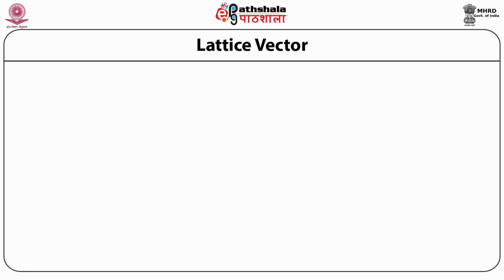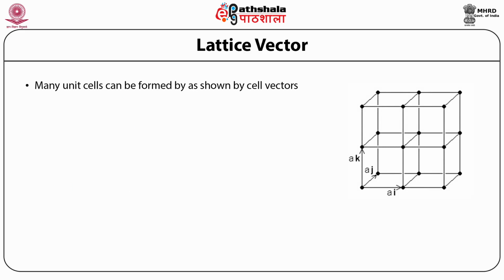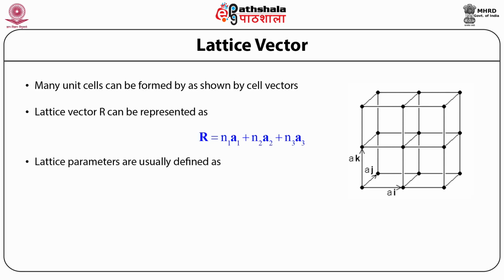Lattice vectors. So many unit cells can be formed, which we have shown in this figure by the cell vectors. This we have discussed in the previous slide. The lattice vector R can be represented as R = N1 A1 + N2 A2 + N3 A3. The lattice parameters are usually defined by the translations A, B, C in directions X, Y and Z, and the second parameter for lattice is the angles, that is alpha, beta and gamma, which are made by the corresponding axes.